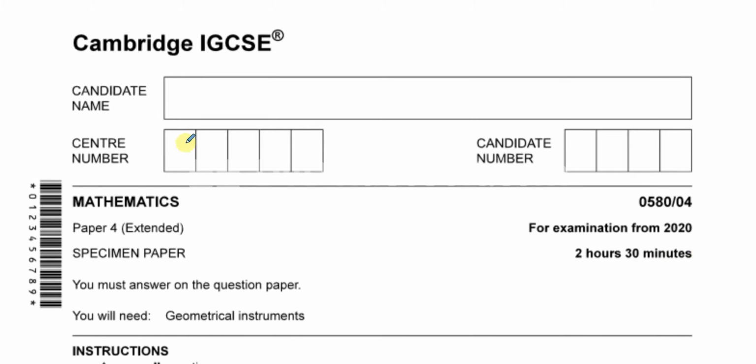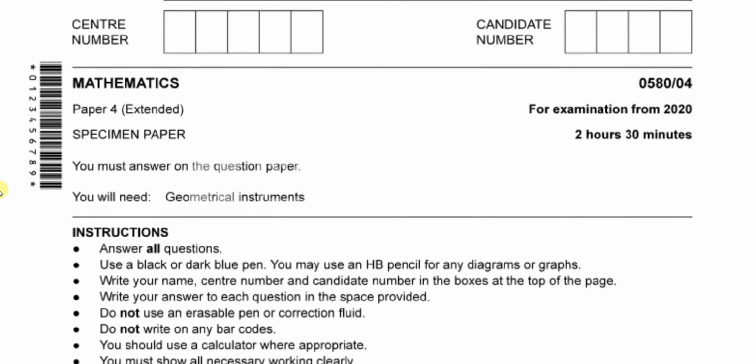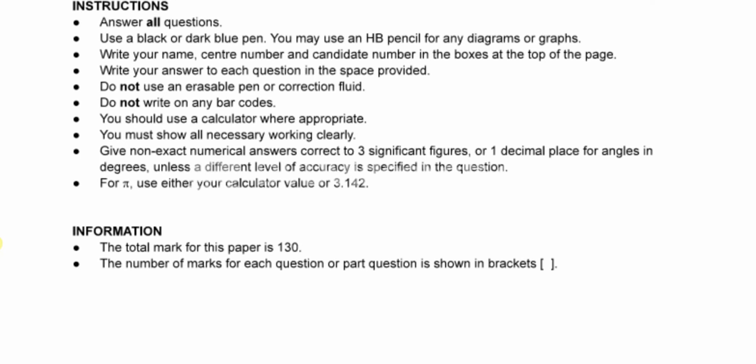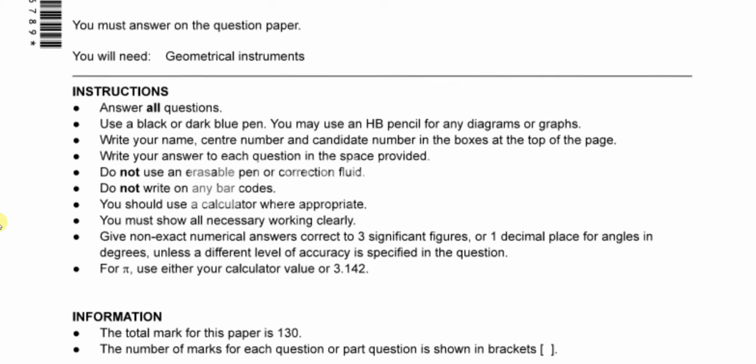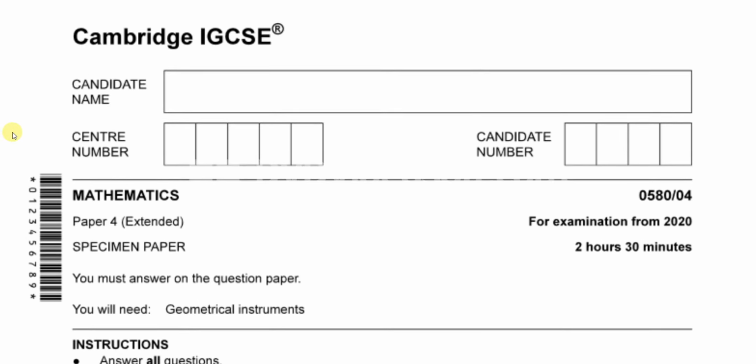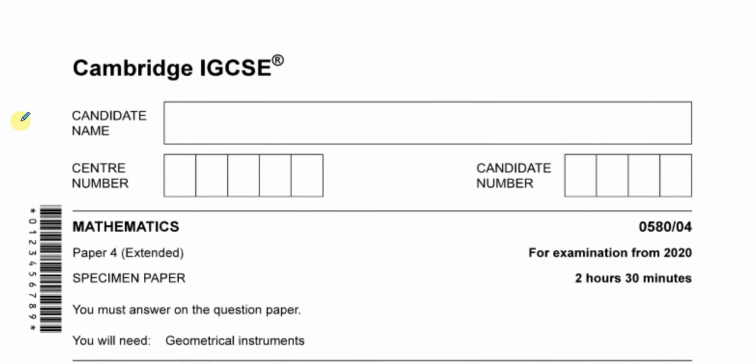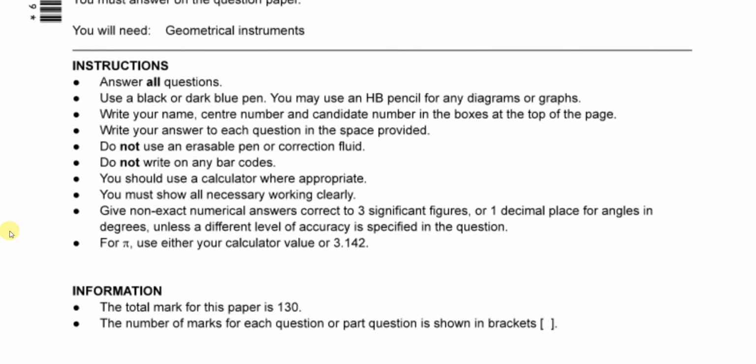There are normally between 10 to 12 questions, and each question normally has lots of parts. It goes into a bit more detail than paper 2, which is normally about 20 short questions. So these are like 10 questions, but with lots of parts. It goes a bit deeper, and it's 2.5 hours, and it's worth 130 marks. So 65% of your exam would be based on your paper 4, and 35% of it would be based on your paper 2.